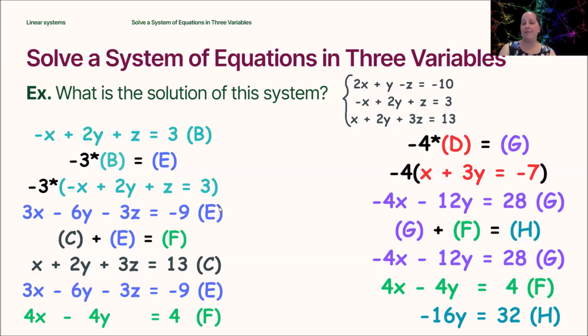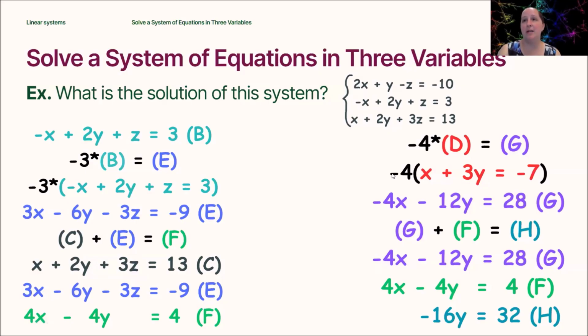Now that I have that new equation, I can take C, my original equation, plus E, the new equation that I just created, to get another new equation, F. But what I'm doing is, again, getting rid of z's. X plus 3x is 4x. 2y minus 6y is negative 4y. 3z minus 3z is 0. And then 13 minus 9 gives me 4.